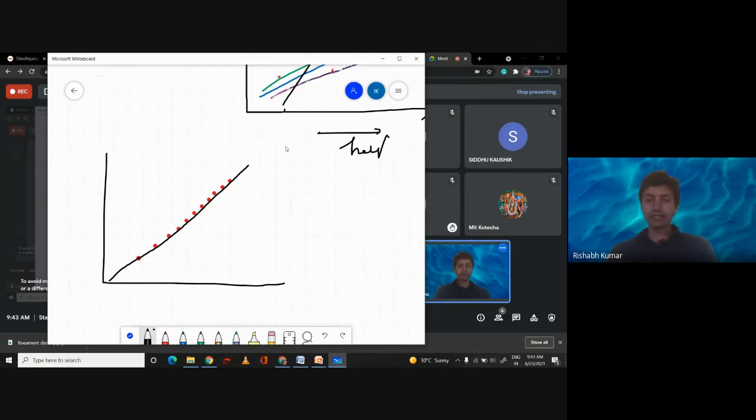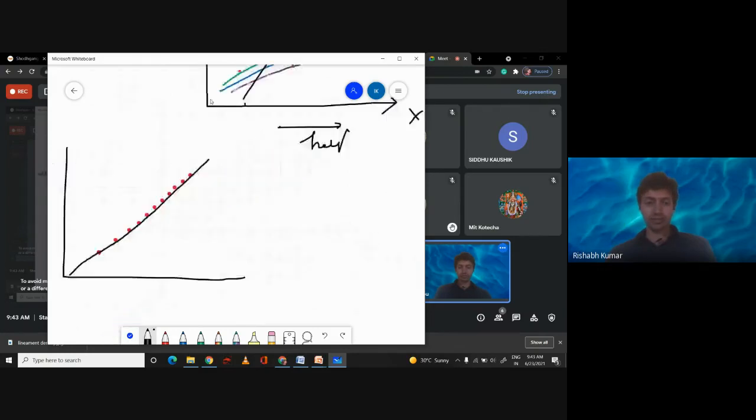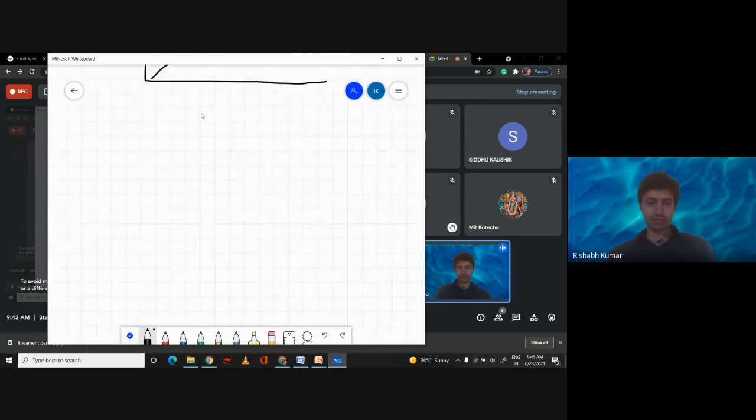But in this case we cannot make it zero. We cannot make the summation of the distance between the points and the line zero, but we can check that the distance should be minimum. Getting my point? Let us make another one.